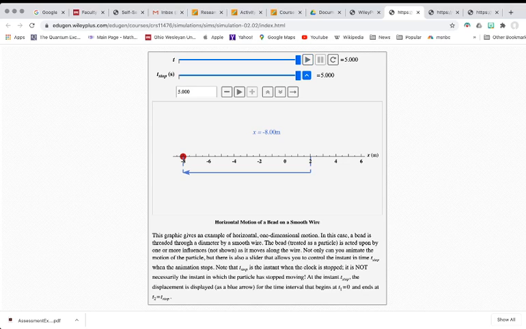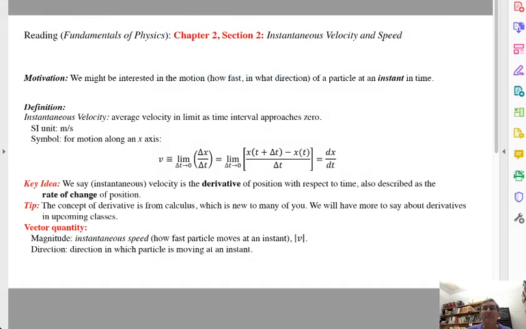Now I'm going to transition to a new slide. Let me get back here so you can see it. And now I am in Chapter 2, Section 2. So you can do the reading in our book on Wiley Plus, Chapter 2, Section 2, which is entitled Instantaneous Velocity and Speed. Okay? All right.